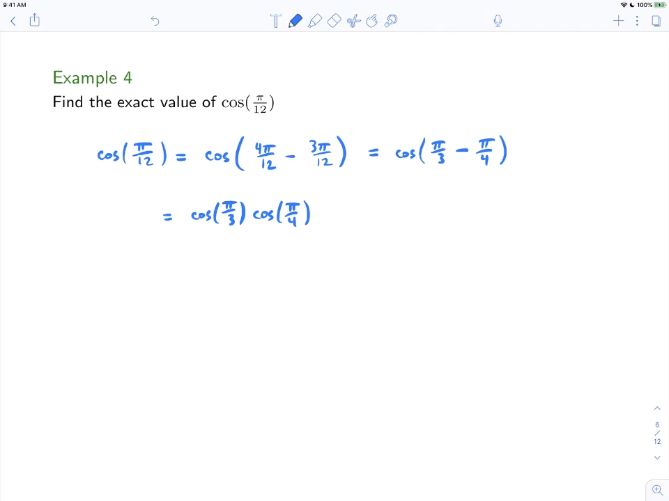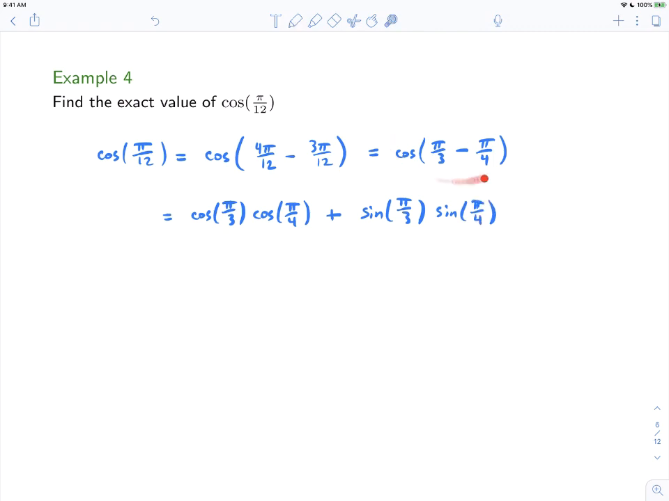So remember, the cosine identities start with the product of cosines. So it's cosine of a difference. So you're going to start with the product of the two cosines, and then you're going to change the sign. So here it's a minus, so now it's going to be a plus. And then it's the product of the two sines, sine of pi over 3 times sine of pi over 4.